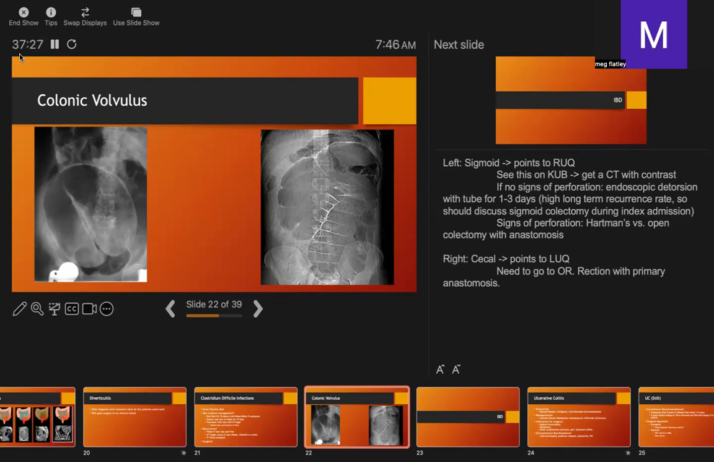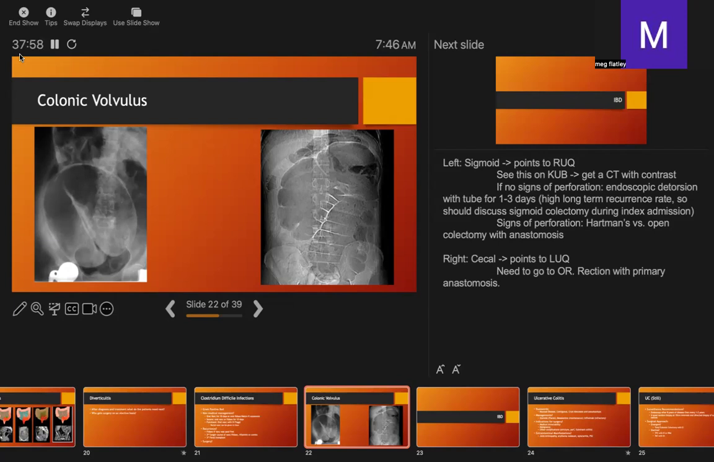So if you see a sigmoid volvulus on your KUB, what do you do next? No, they're not peritonitic. What do you do before you endoscopically detorse? You get imaging, right? You can get a CT. So yeah, endoscopic detorsion. For the purposes of this, if they're not peritonitic and they're stable, you can attempt endoscopic detorsion. You should leave a drainage tube of some kind for 2 to 3 days.